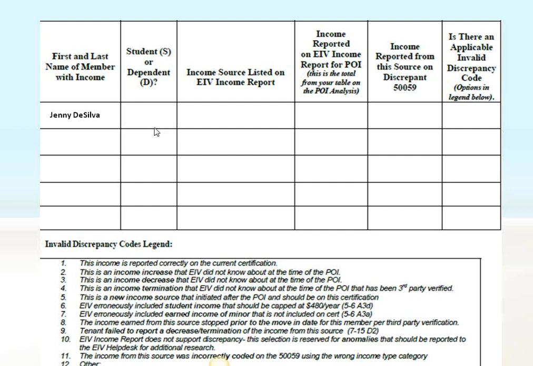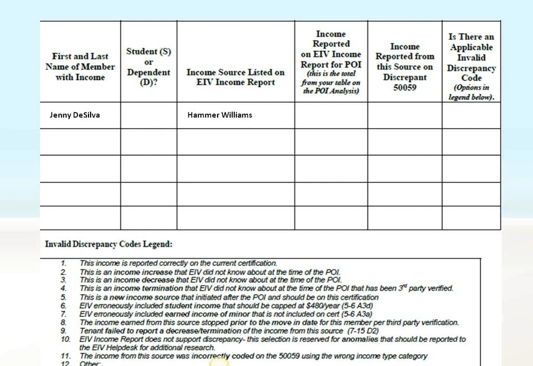Okay, so that's why if you have a student or a dependent that's earning income and you have a discrepancy, that's a huge hint for you that that's what's causing it, and it would be invalid. But in this case, we don't have a student or a dependent. Jenny is the only person in the head of household. Okay, so she's not a student. The very first income source that we're going to look at is Hammer Williams.